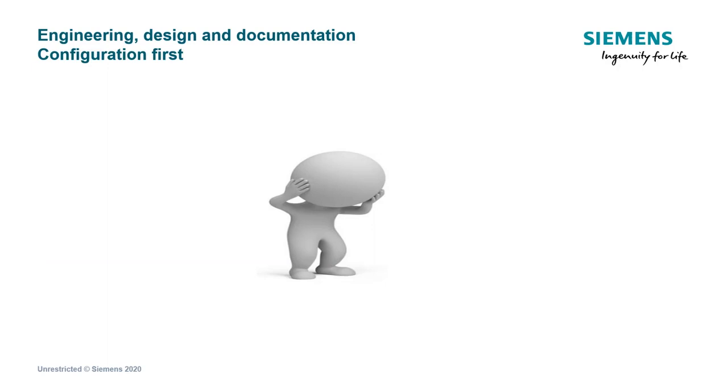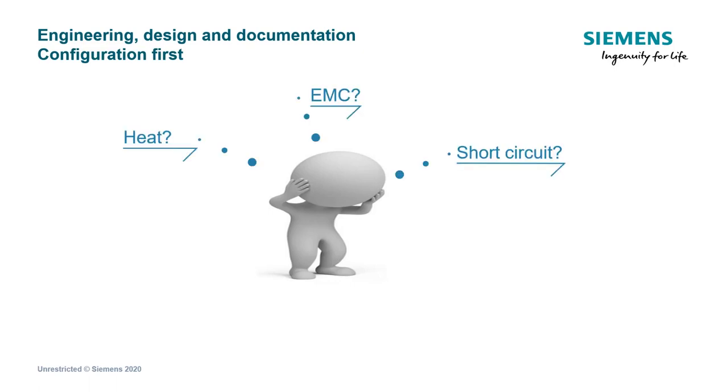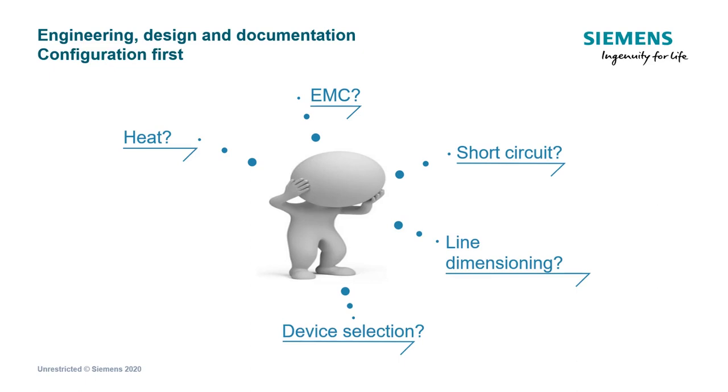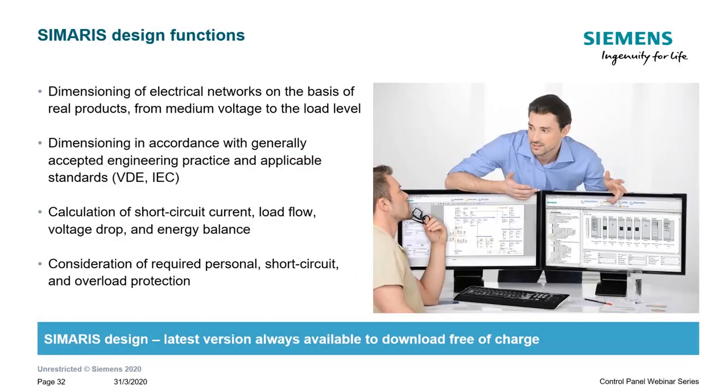Now that we have checked this and we understand the difference between selectivity, backup, short circuit capacity, and the different types of protection equipment, let's move into our own Simaris Design tool. First of all, we're trying to show you how, with tools, you're able to make engineering design and documentation easier. Especially in this case, we will talk about short circuit and line dimensioning. Of course, device selection is also tested here.